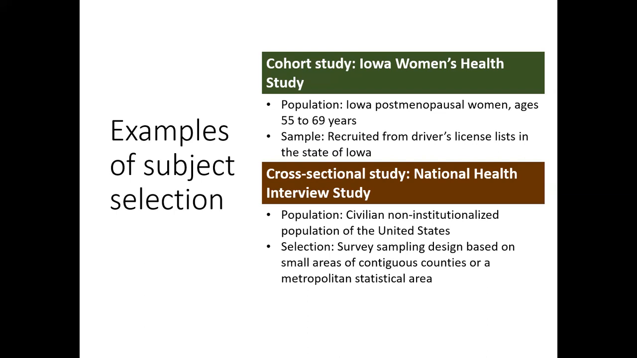Another type of study was a cross-sectional study from the National Health Interview Study. So they were looking at the civilian non-institutionalized population of the United States. So in this case, they did a survey sampling design based on small areas of contiguous counties or a metropolitan statistical area. So they really focused on trying to get a representative sample through that geographical assessment.